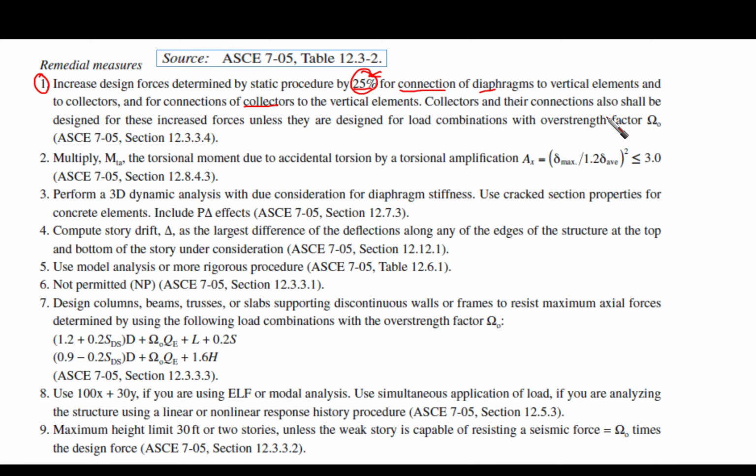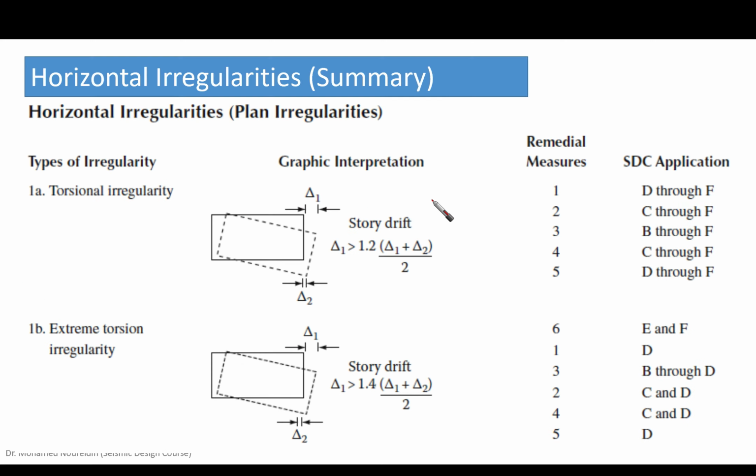Collectors and their connections also shall be designed for these increased forces unless they are designed for load combinations with the overstrength factor omega. Okay, so anyway, this is the remedial measure, as we can see. In general, it means that we are going to increase by 25%. So this is remedial measure 1 that we should keep in mind. Okay, so let's go back. This means that we have remedial measure 1 if it's D, E, or F.